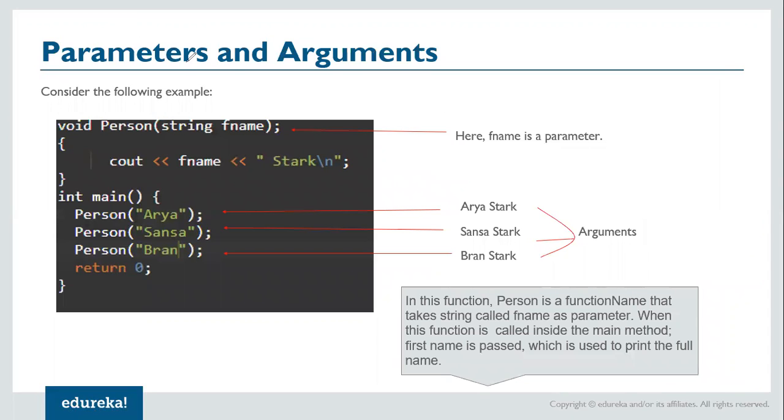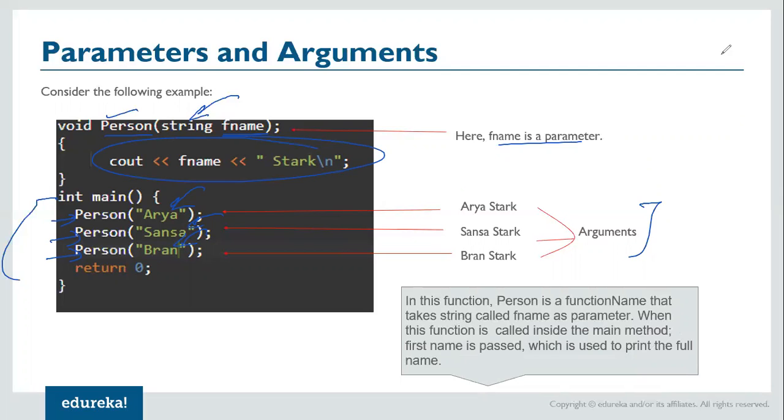So let's look at this example here, parameter and argument. I have a method here which is named person. It is taking a string argument and the name of that argument is fname, right? Inside the main, I have a call to a function with the value Arya, here Sansa, and here Bran, right? Now fname is a parameter name here, and these are the arguments that are getting passed. So in this function, person is a function name, as I've already explained to you, that takes string called fname as parameter. When this function is called inside the main method, first name is passed, which is used to print the name here, right? So that name gets printed here.